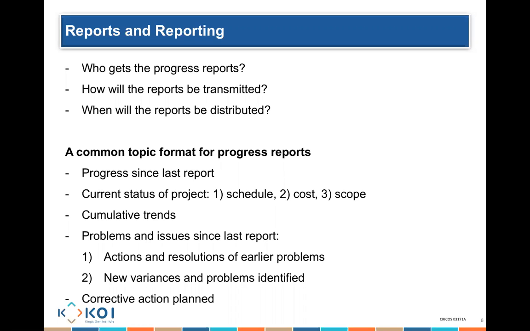Problems and issues since my last report. What actions and resolutions have I actually undertaken to solve my earlier problem? What are the new variances and new problems that I have identified? What are the corrective actions that I'm planning to implement to ensure we are going to solve the problems? So it's all about really reporting the right information to the right people.